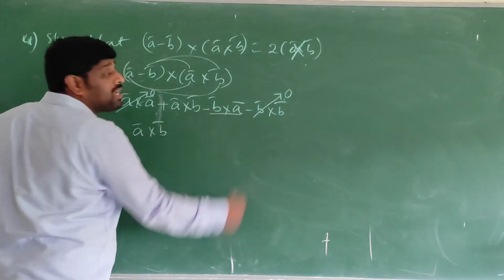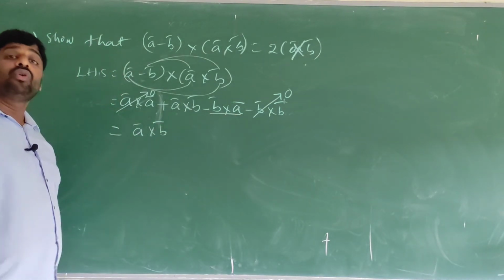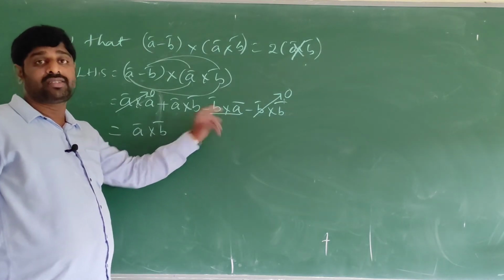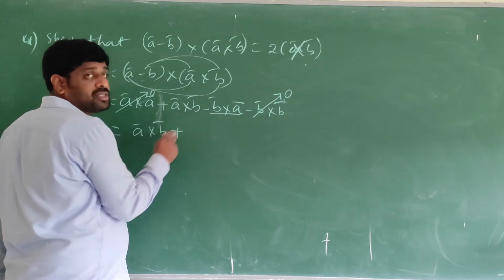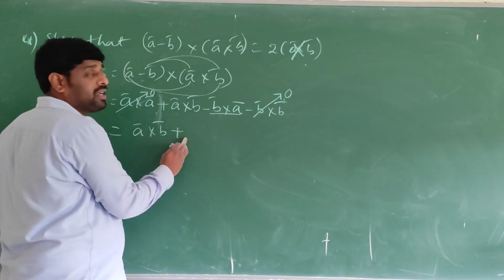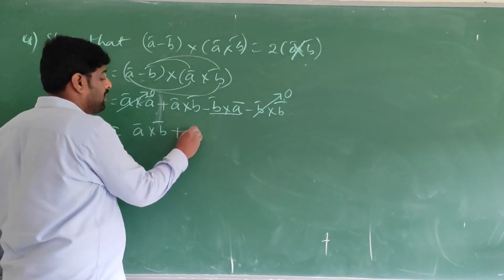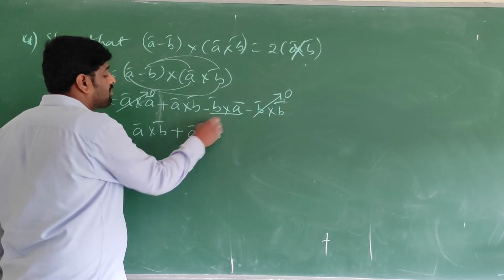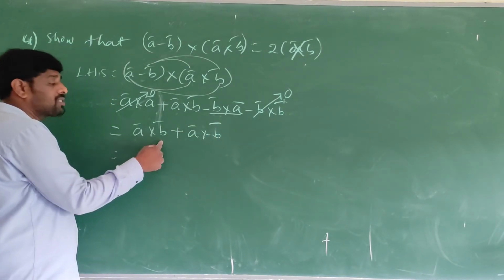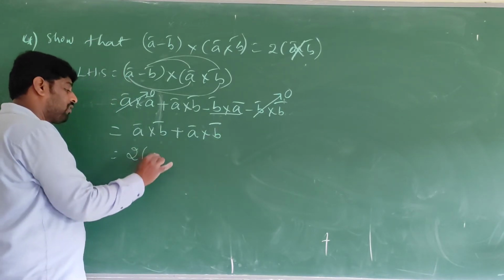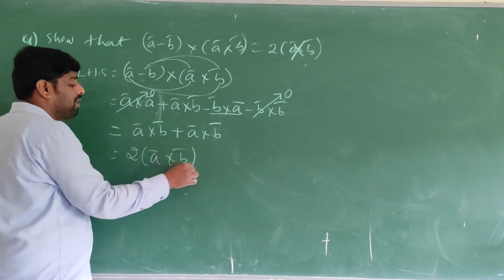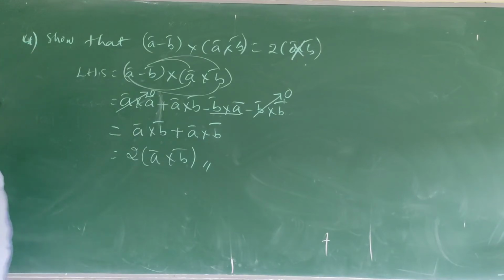When b bar cross a bar is there, when you write the reverse of this, the minus becomes plus. b becomes what? a becomes what? b. Therefore, a bar cross b bar. A bar cross b bar plus a bar cross b bar is 2 times a bar cross b bar. This is the answer for the fourth problem. Next, we'll move on.